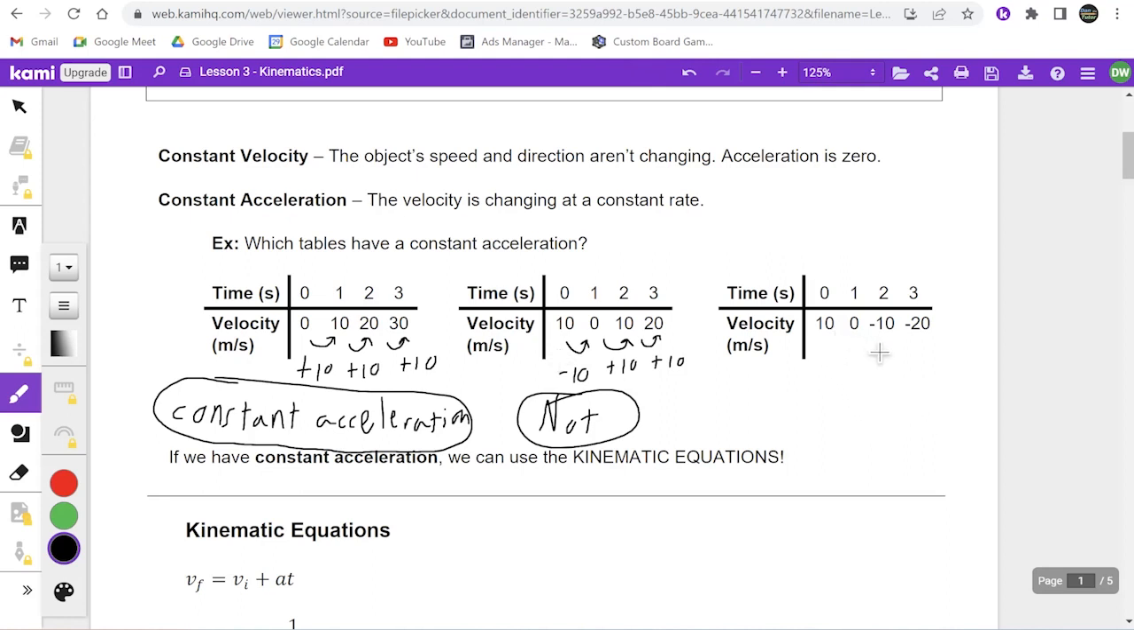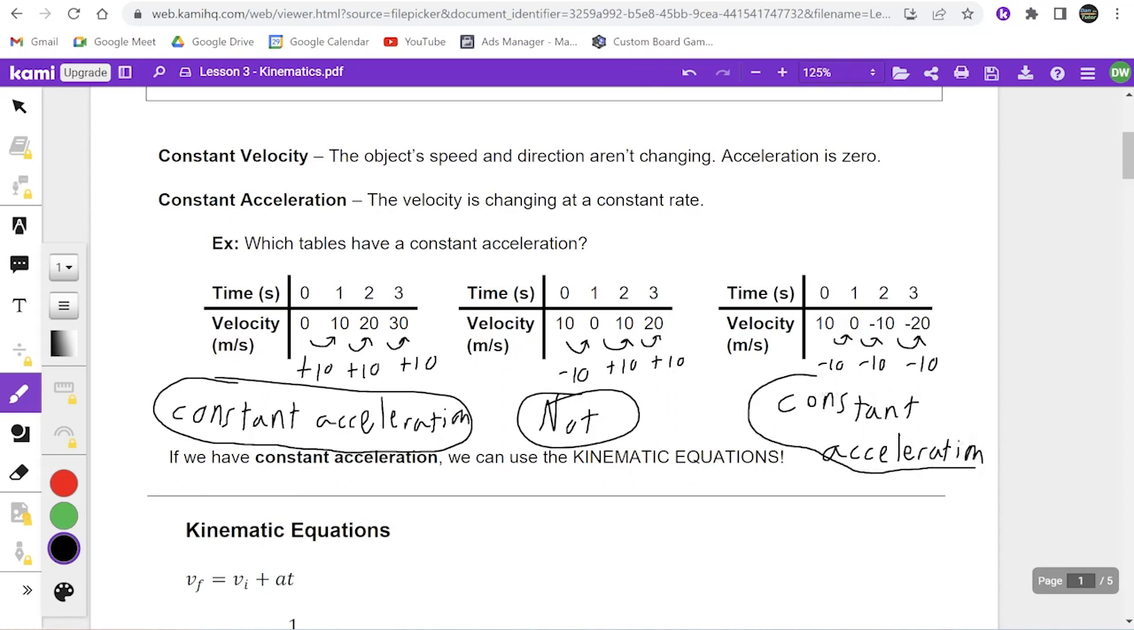And then the last example is the trickiest. We start at 10, we go down to 0. As you can see, that's minus 10. You go from 0 to negative 10, that's another minus 10. And then you go from negative 10 to negative 20. Again, you're subtracting 10 each time. And since it's the same number each time, even though it's negative, you do have constant acceleration.